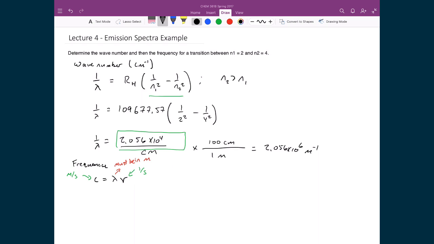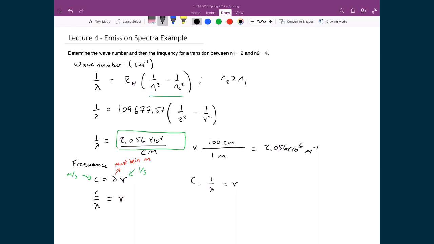Now, where does that leave me with finding the frequency? Well, I can rearrange my equation down here, and I can say c over lambda is equal to nu, where nu is my frequency. And so now I've got the speed of light c, and instead of dividing it by the wavelength, I can just multiply it by the wave number. So I'll write this out a little bit more explicitly. I have c times 1 over lambda is equal to nu.